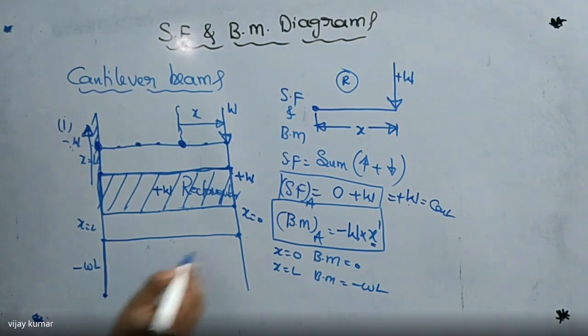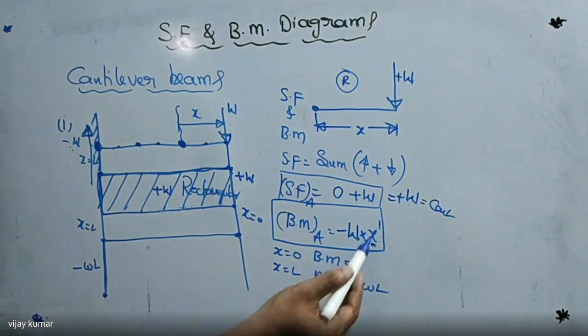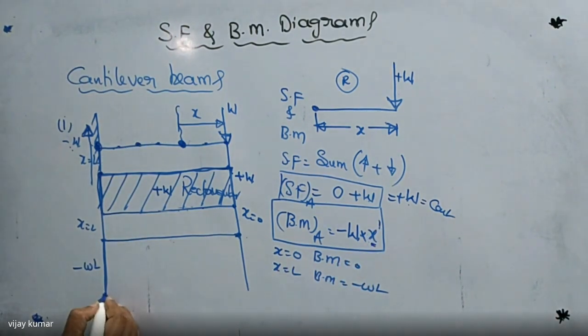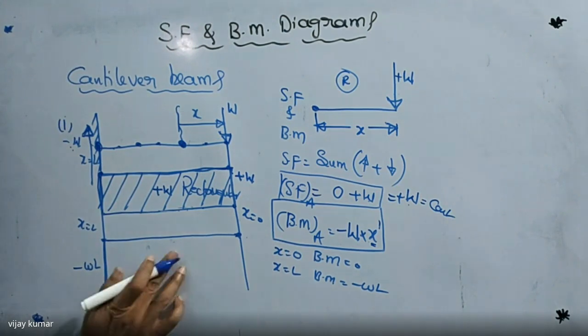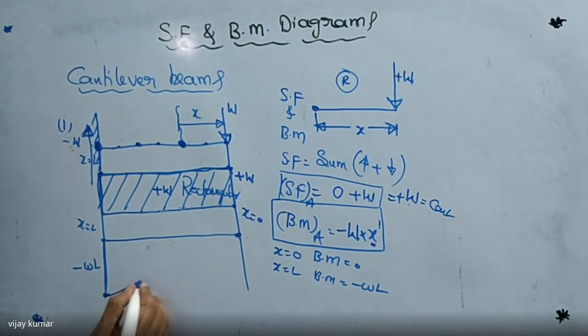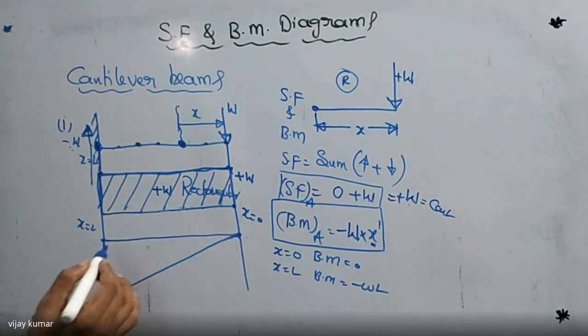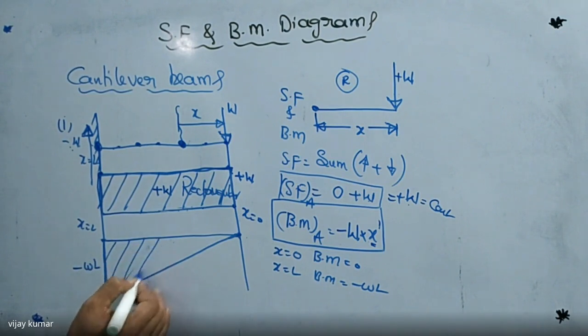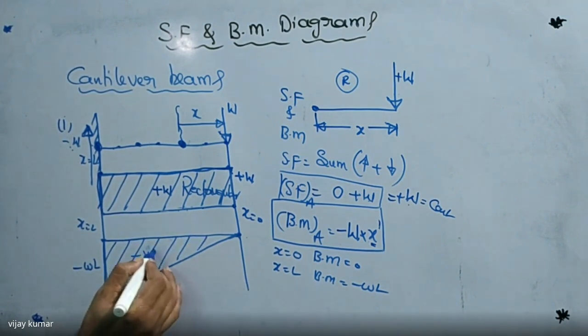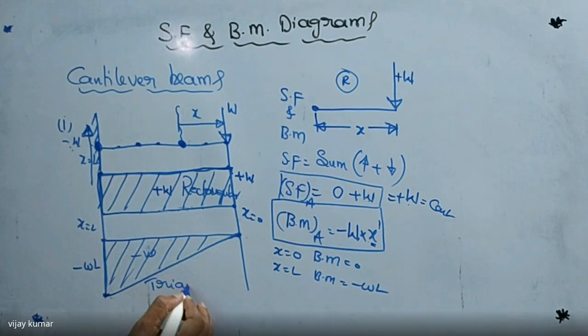Now I want to join these 2 points. How to join these 2 points? A straight line or parabola or any curve? Which equation are we getting here? X power 1. That is a linear equation. So I'm going to join these 2 points by a straight line. It is linear, so the bending moment diagram is in the form of a triangle. This is negative, in the form of a triangle. Did you get my point?